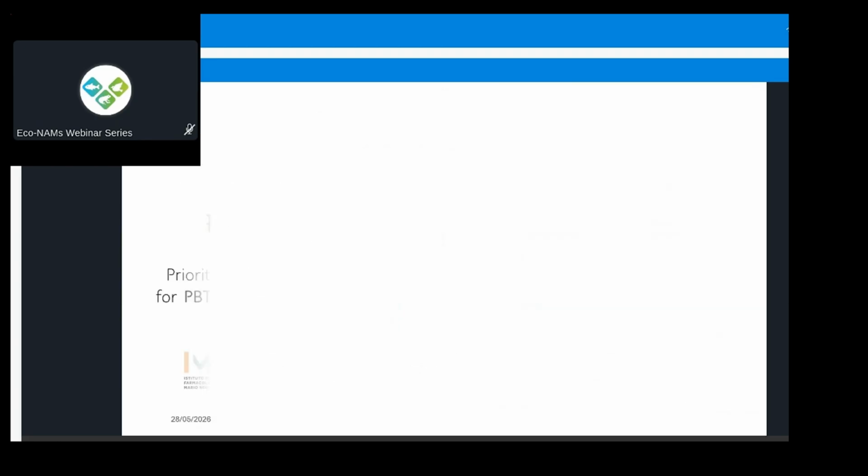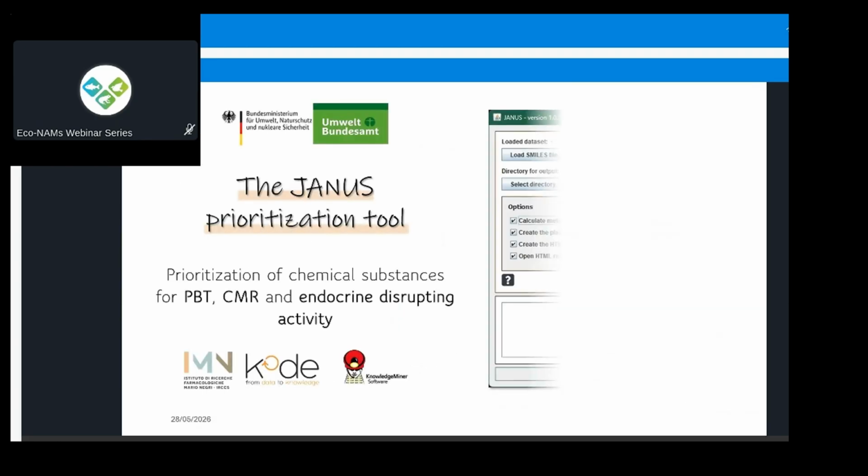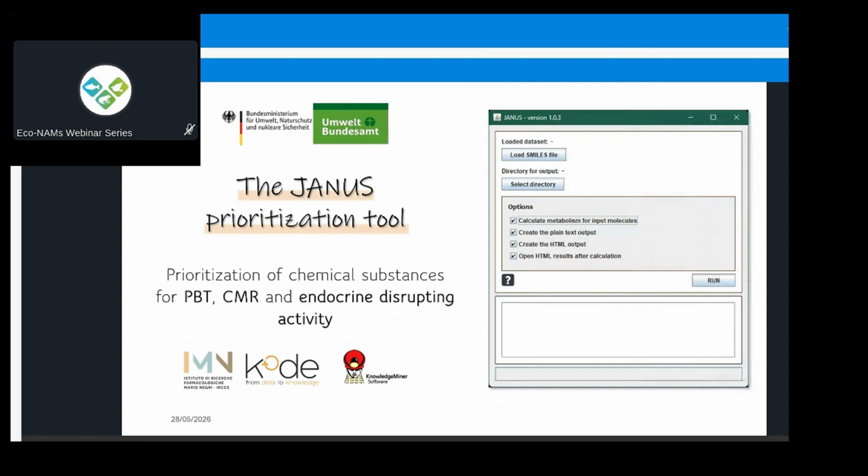The third tool is Janus, which is a prioritization tool based on the PBT, CMR, and endocrine disrupting activity. PBT means persistent, bioaccumulative, and toxic. CMR, carcinogenic, mutagenic, or reprotoxic. Janus runs simultaneously 48 QSAR models, also available in the Vega QSAR tool.